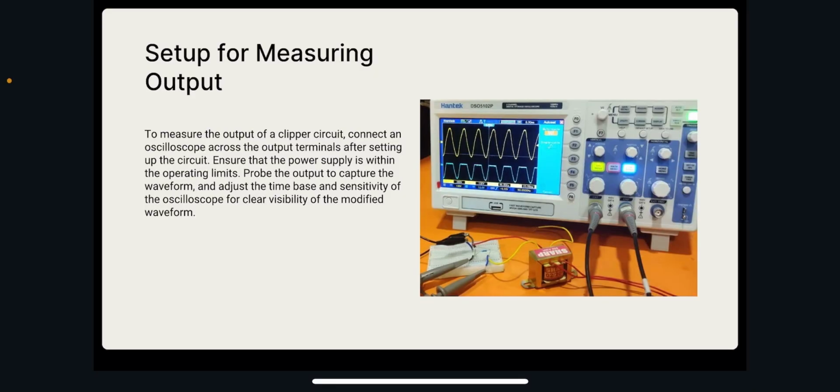Setup for measuring output. To measure the output of a clipper circuit, connect an oscilloscope across the output terminals after setting up the circuit. Ensure that the power supply is within the operating limits. Probe the output to capture the waveform and adjust the time base and sensitivity of the oscilloscope for clear visibility of the modified waveform.